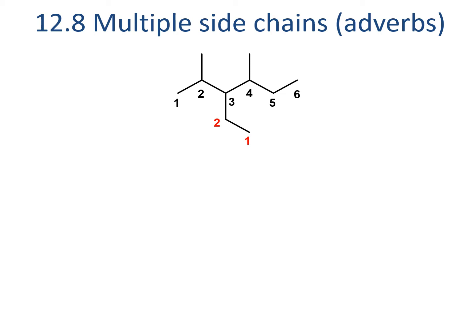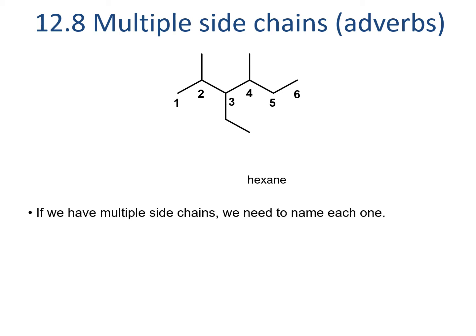This would not be preferred though, since it would mean that we don't have one of the side chains directly off the main chain, and that would make the name incorrect and also way more complicated. So we're going to number it from left to right. That makes this a hexane. We can also identify every one of the side chains. We've got a methyl at 2, we've got an ethyl at 3, and we've got another methyl at 4.